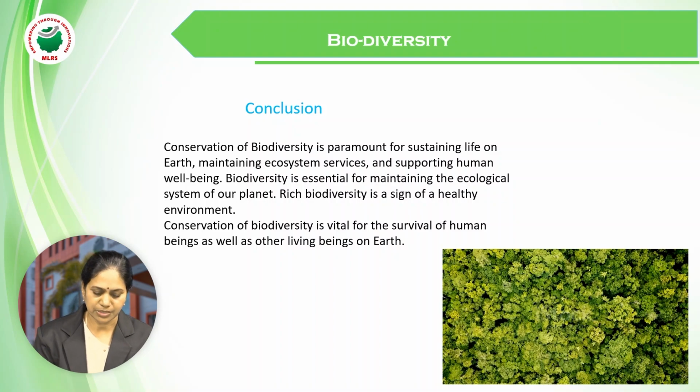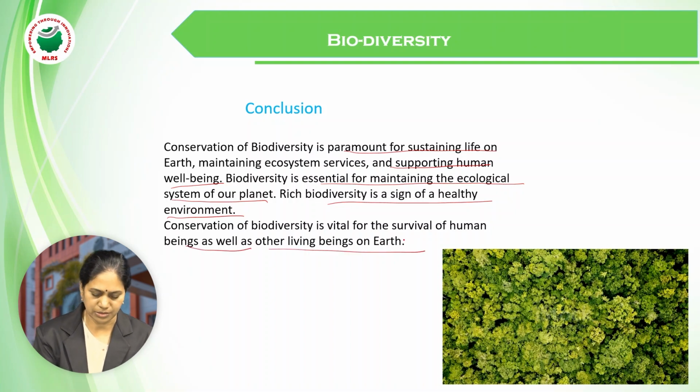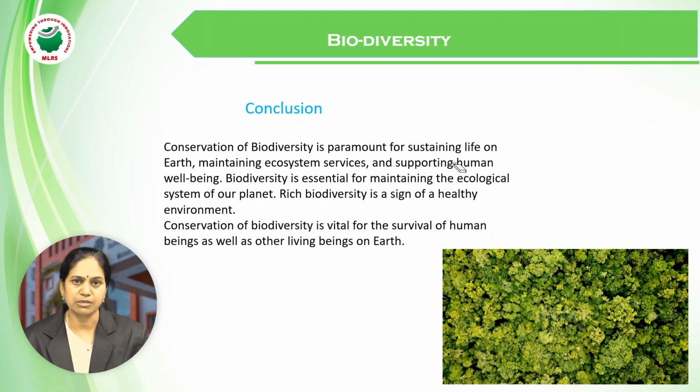Conclusion: why conservation of biodiversity? Because it is paramount for sustaining life on Earth, maintaining ecosystem services, and supporting human well-being. So that is why it is important, and it is essential for maintaining the ecological system of our planet. Rich biodiversity is a sign of a healthy environment. So wherever we see greenery, lots of life, definitely the environment is healthy. So conservation of biodiversity definitely helps in maintaining that healthy environment. Conservation of biodiversity is vital for the survival of human beings as well as other living beings on earth. So wherever we see total greenery, total life, it's a healthy atmosphere, definitely supporting human well-being. Okay, that is the conclusion.